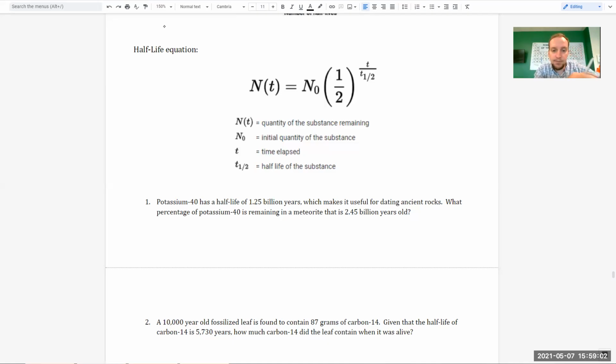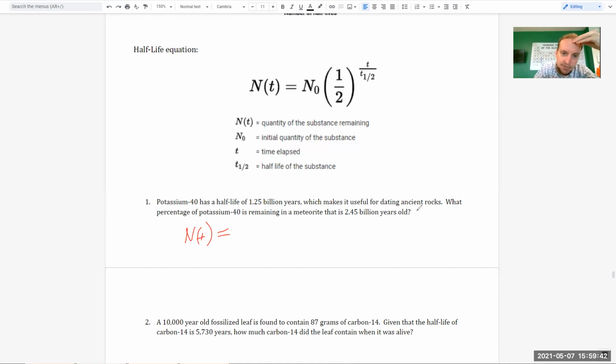Let's go ahead and try to put all this information into our equation. So NT is the quantity of the substance remaining. Well, the question's asking what percentage of potassium 40 is remaining. So we don't know NT. So I'm going to go ahead and put NT like this, or again, that's basically our X, of course. Next, we have our initial quantity of the substance. So it doesn't really tell me that, does it? Because it says potassium 40 has a half-life of that, which makes it useful. What percentage of potassium 40 is remaining? And then they give us the duration of the time elapsed.